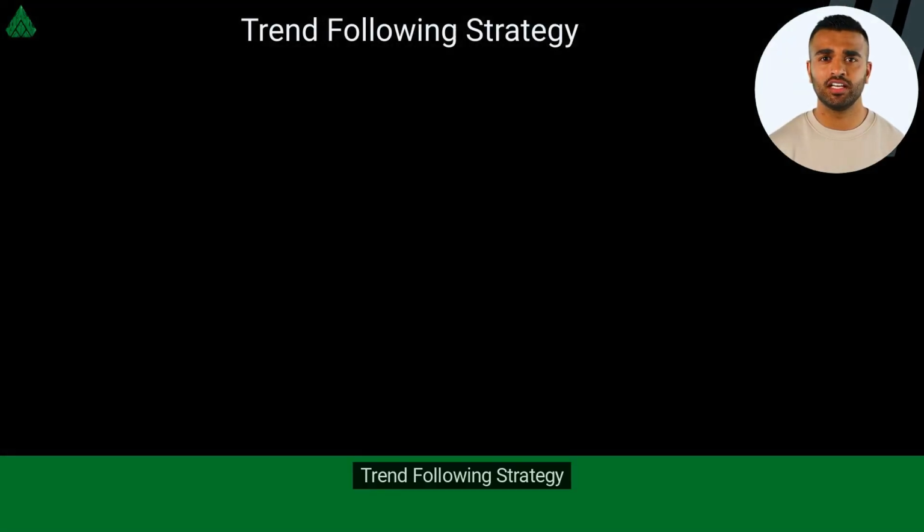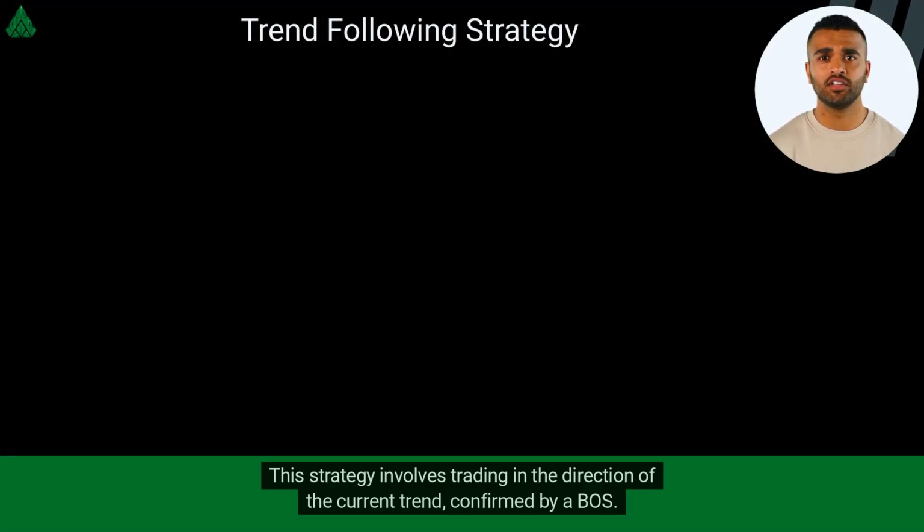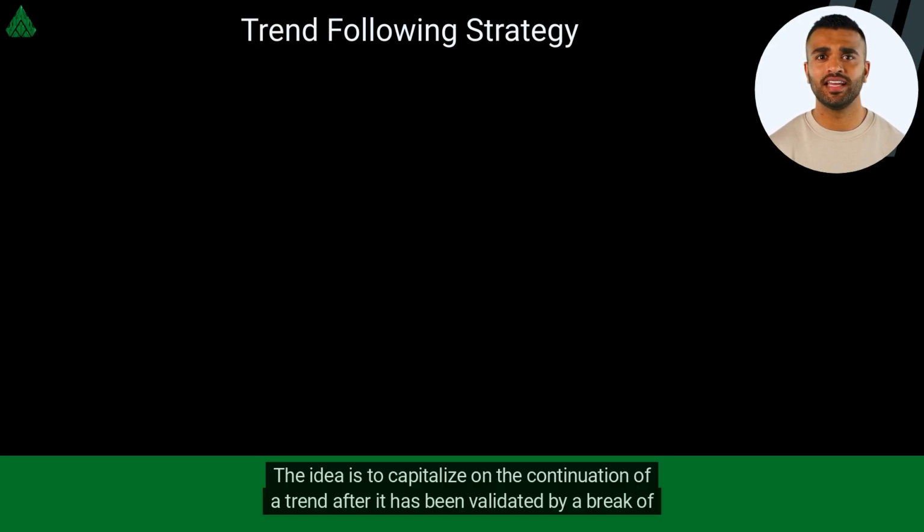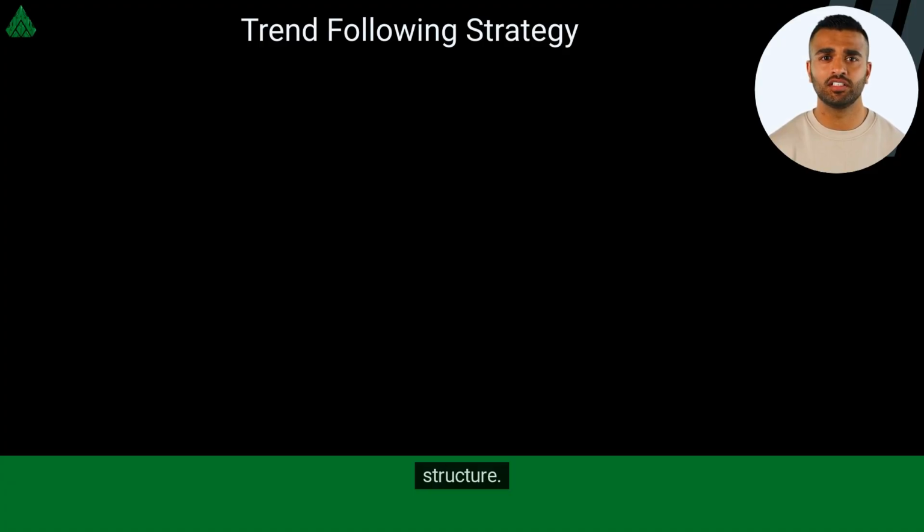Trend following strategy. This strategy involves trading in the direction of the current trend, confirmed by a BOS. The idea is to capitalize on the continuation of a trend after it has been validated by a break of structure. Use the following steps for execution.